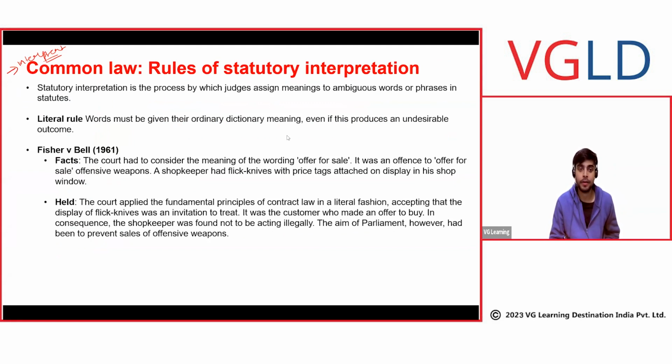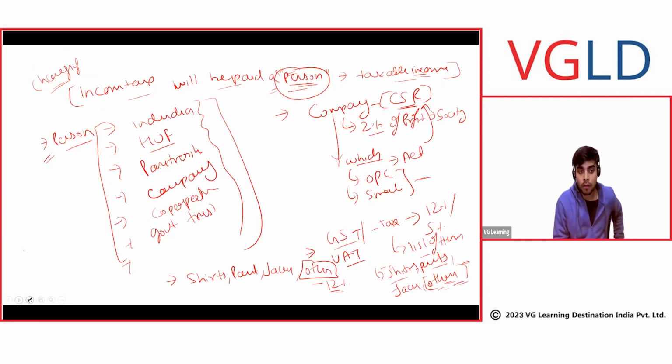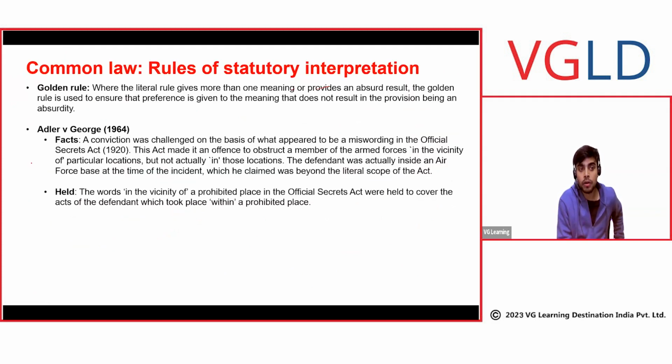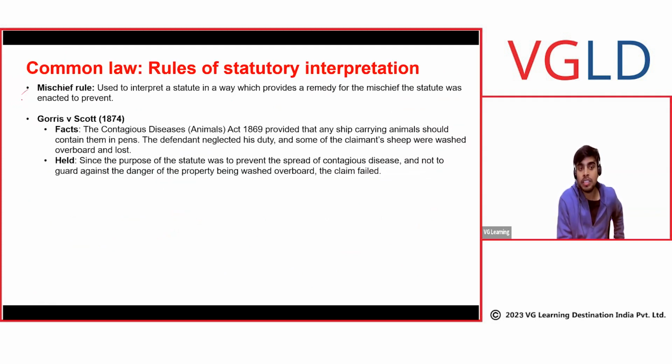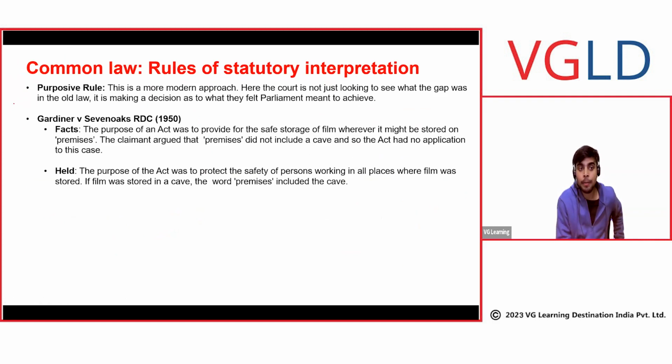So, common law. What is common law? How do we interpret the common law? See, there are certain rules when we talk about common law. One is called the literal rule, one is called the golden rule, one is called the mischief rule, and then the purposive rule.